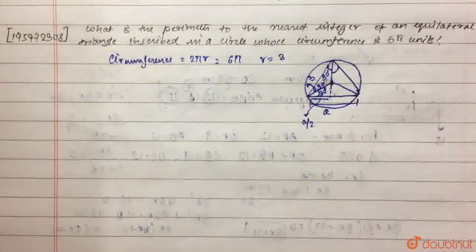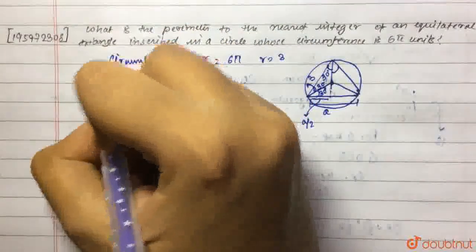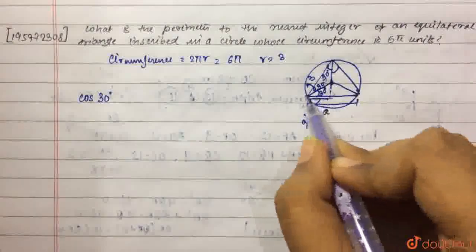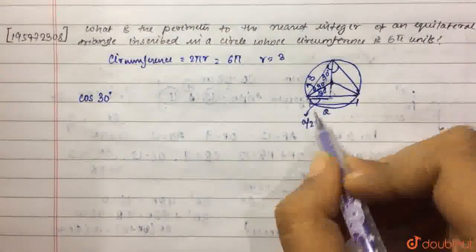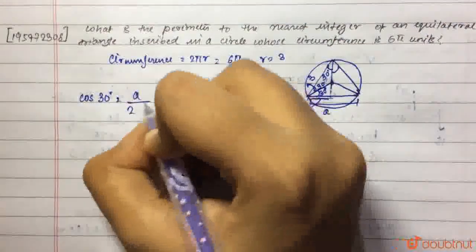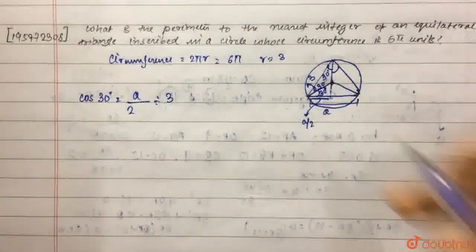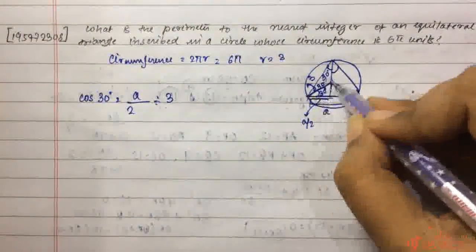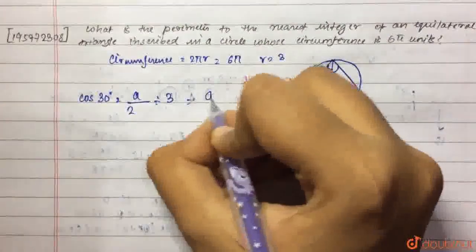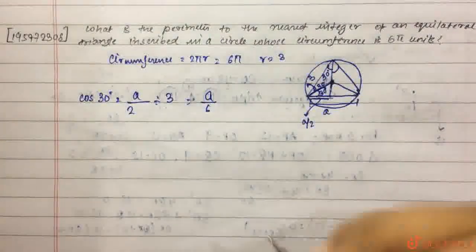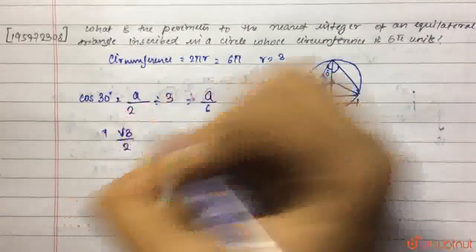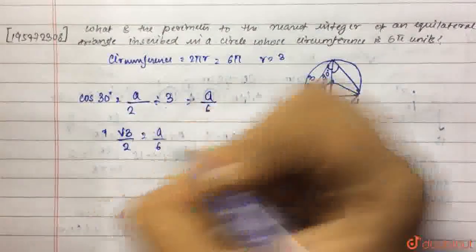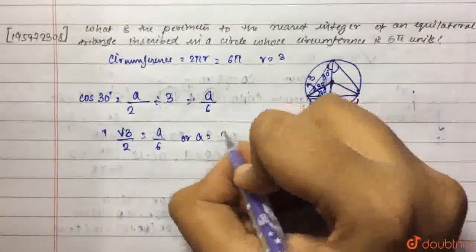Now we will be using very simple trigonometric identities to calculate the side of the triangle. So let's use cos 30, okay? Now since 30 degrees is on this side A by 2, the one I marked as A by 2, this will be the base. So cos is base by hypotenuse, so this will be A by 2 divided by 3. Okay, 3 is the radius or the hypotenuse of this particular triangle, right? So you can write this as A by 6, and the value of cos 30 is root 3 by 2. So root 3 by 2 is equal to A by 6.